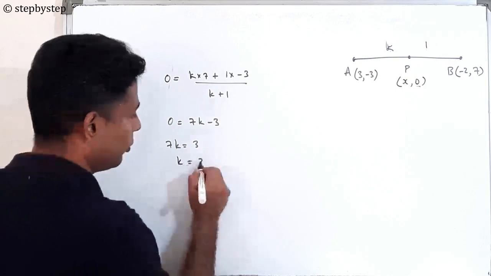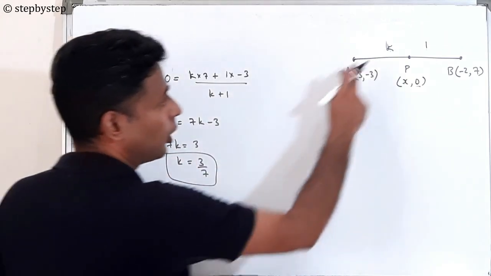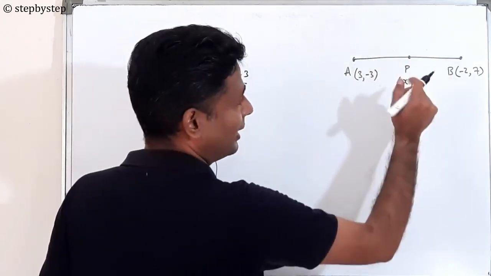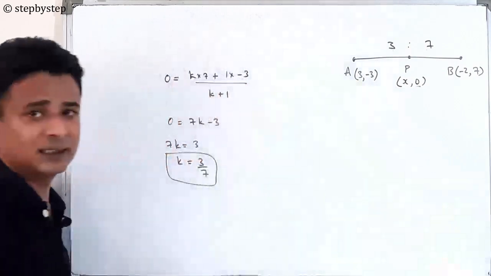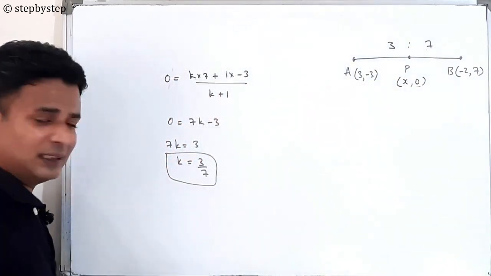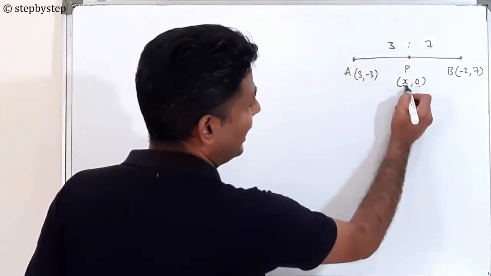So k equal to 3 by 7. Since we got k equal to 3 by 7, what is the ratio? 3 by 7 by 1, that is 3 by 7. So the ratio is 3:7. So we got the ratio as 3:7. Now since we know the ratio, we can find the x coordinate.